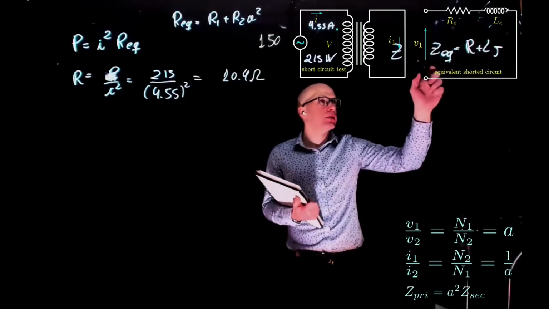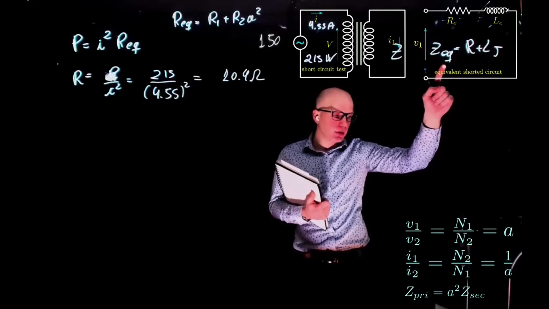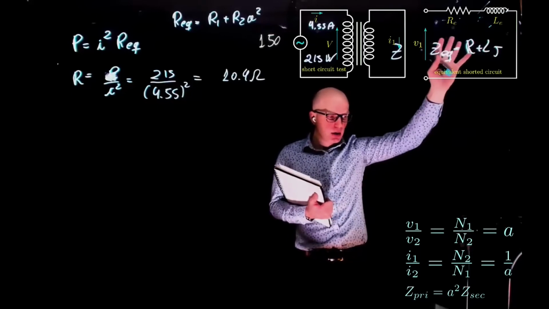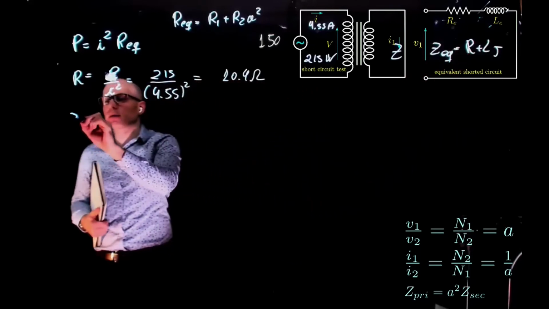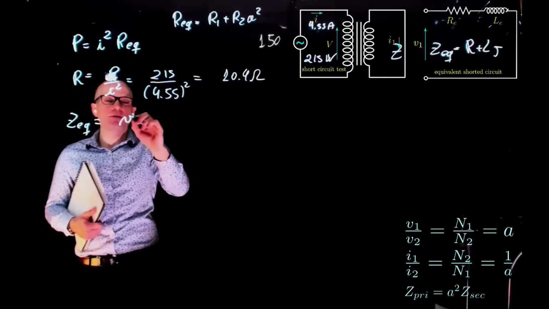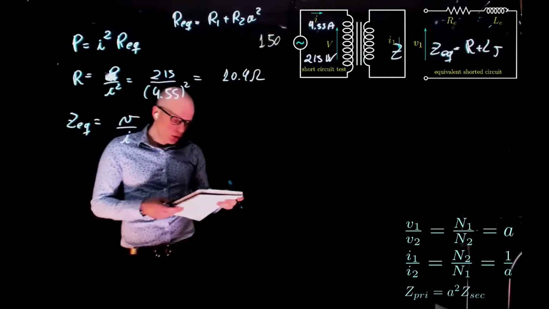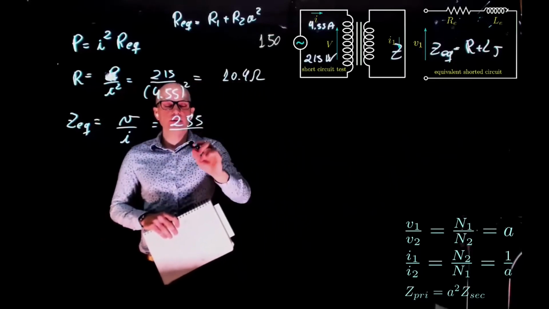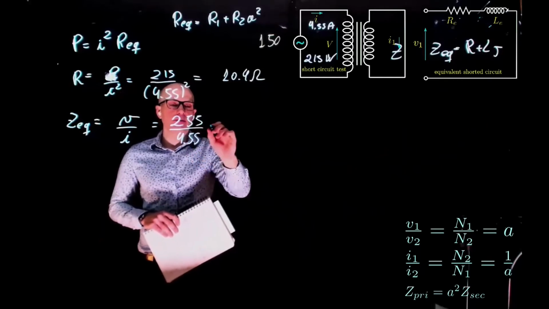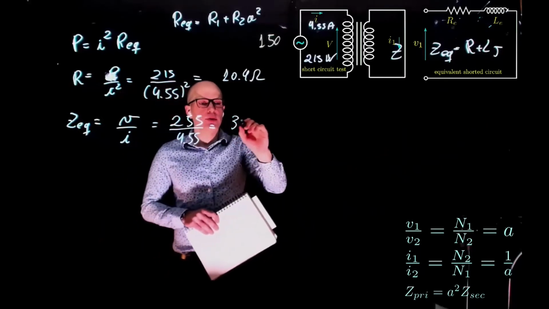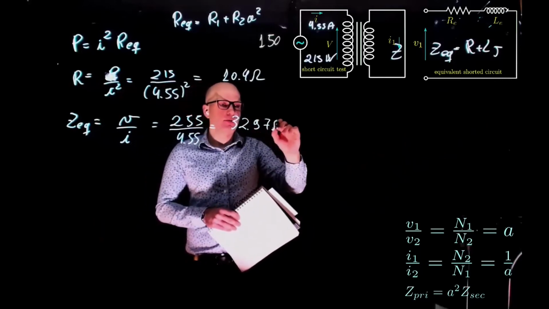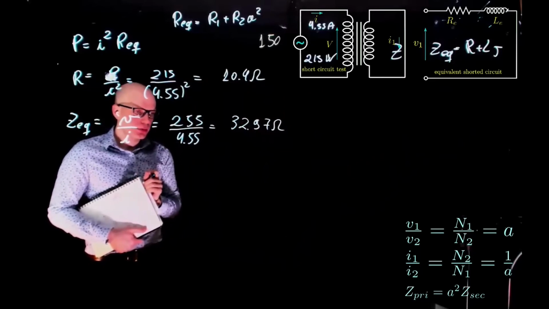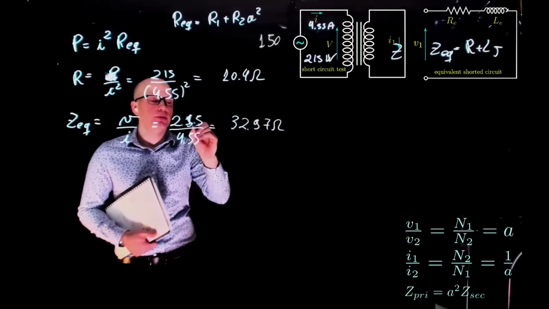And you can easily calculate the equivalent impedance here because you know the input voltage and we know the input current in this entire secondary part here. So Z equivalent is V over I, which is 255 divided by 4.55, and this gives 32.97 ohms. Sir, should that not be 215 over 4.2? Sorry, yes, 215. Yeah, that's my mistake. 215. Okay.